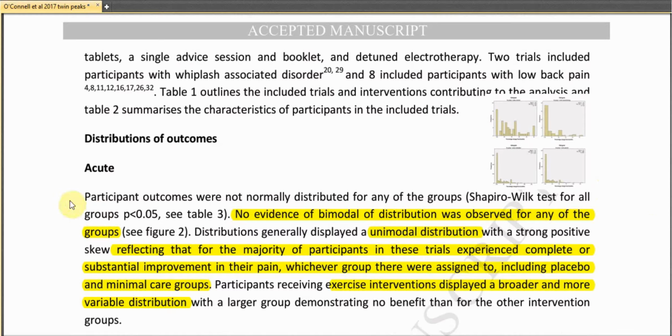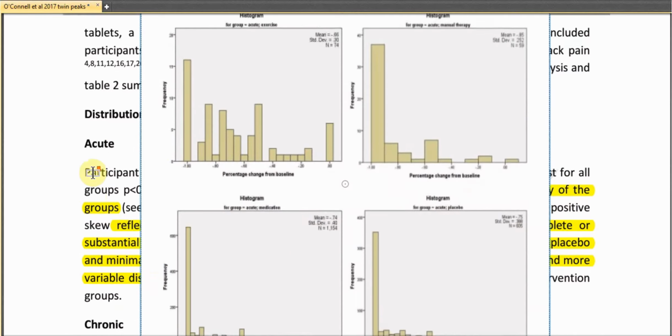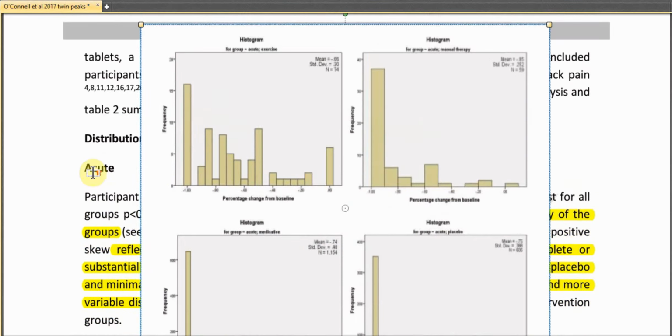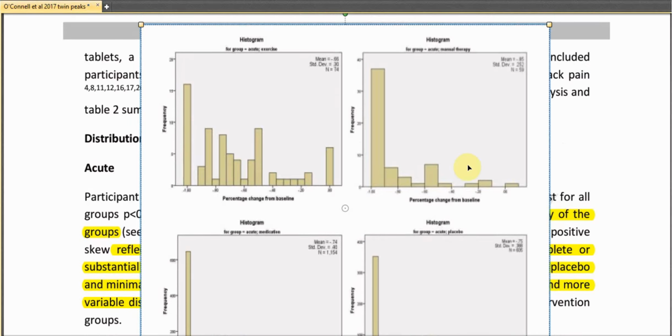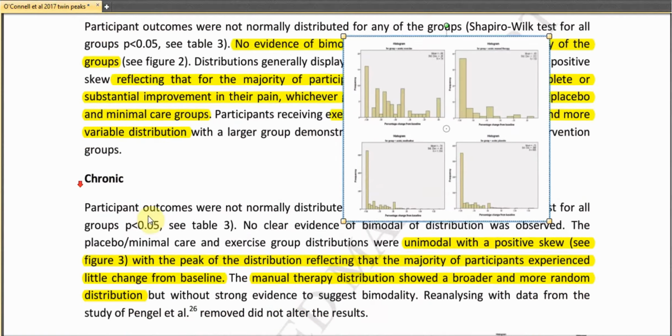So the results. Are there responders and non-responders? Is there a bimodal distribution? Well, in acute spinal pain, back, neck pain, there is no bimodal distribution. It's unimodal. So we have the graphs here, which again, I just pasted up here. You can see that they're unimodally distributed. The interesting thing is that exercise has this wide distribution. I'm not sure how much that means really.